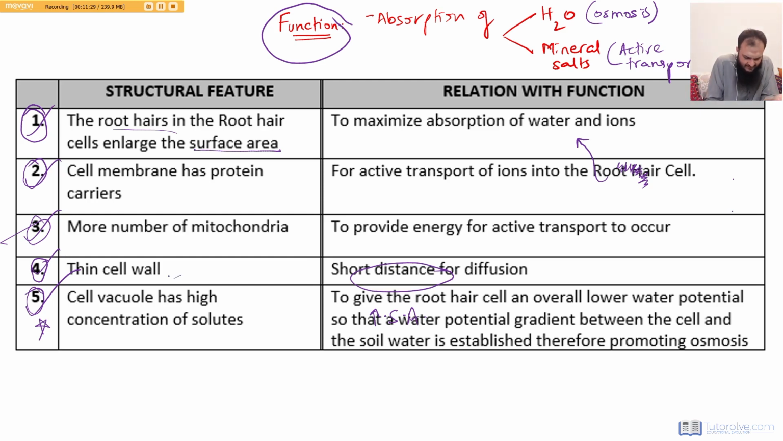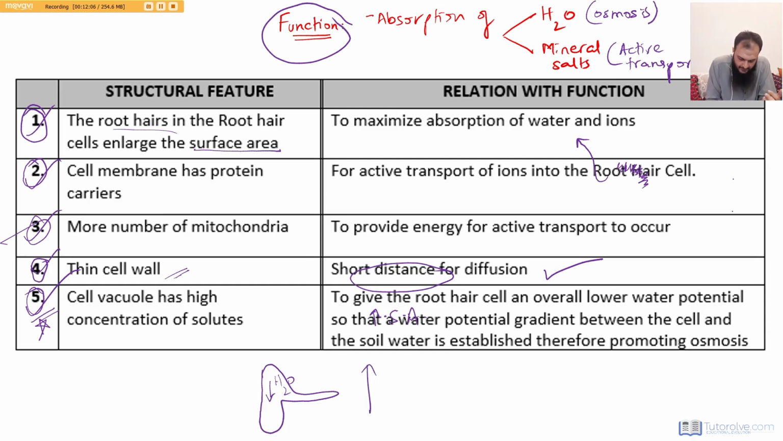Now, having thin cell wall, how does that help in the function? Well, the answer is that the distance for diffusion is shorter, okay? And then last but not the least, cell vacuole has high concentration of solutes. Now, the last point is something that we will do in detail in topic number 2 in osmosis, but let me quickly tell you, the root hair cell, for example, because of its vacuole, has lower water potential as compared to the outside, which has a lot more water potential, okay?